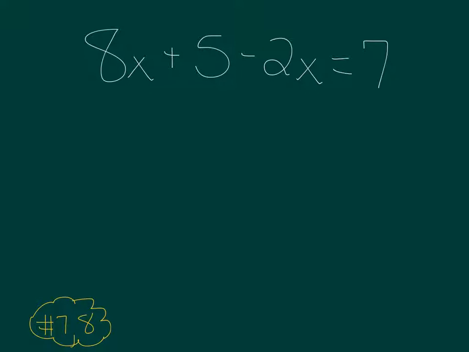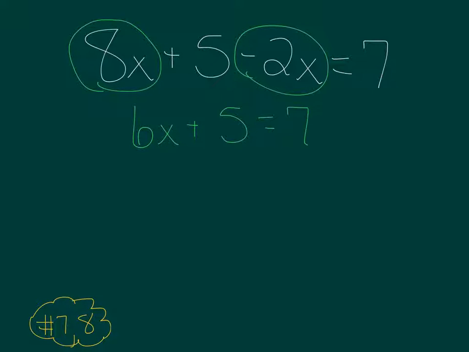Welcome back. This doesn't look bad at all, does it? Okay. Do I have any distributive property? No. Do I have any like terms? Yes. 8x minus 2x. What's 8 minus 2? 8 minus 2 is 6, so I get 6x plus 5 equals 7. Still looks pretty normal. I'm going to save that variable to the very end.